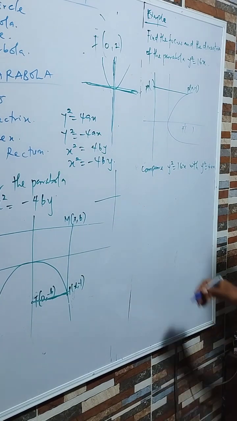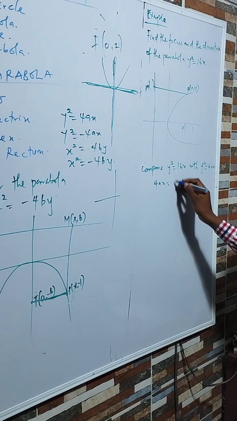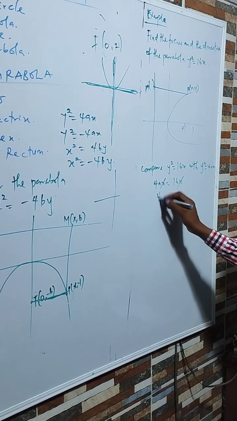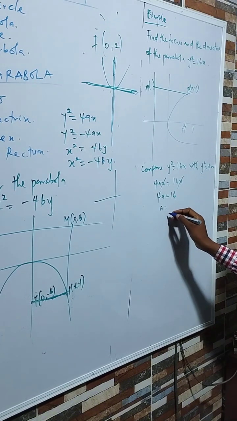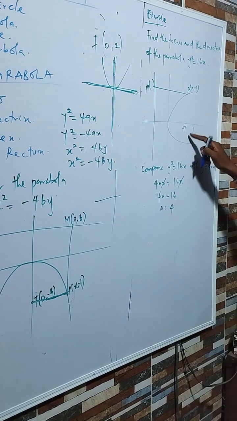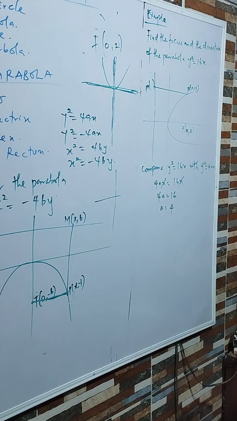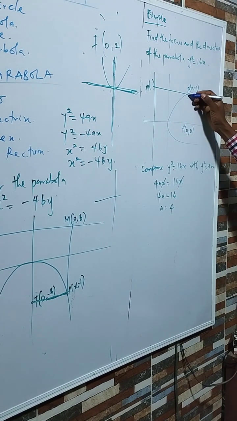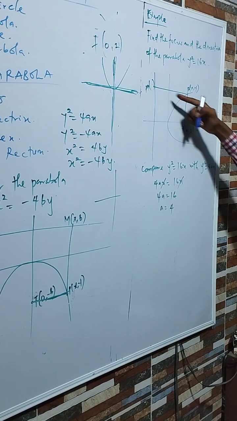In this case, we have 4ax is equals to 16x. X cancels x, and we have 4a is equals to 16. Then what is a now? A is equals to 4. And if a is 4, that means the focus is 4, 0. And if here is 4, 0, remember what we said: the distance here is equals to this.